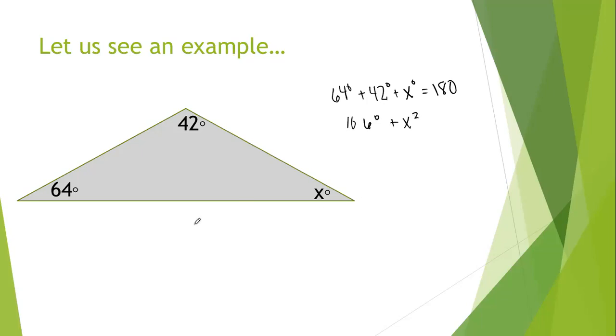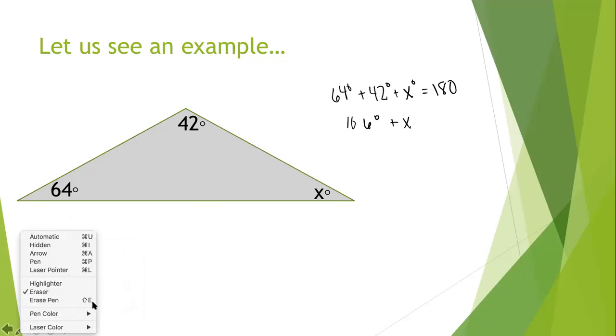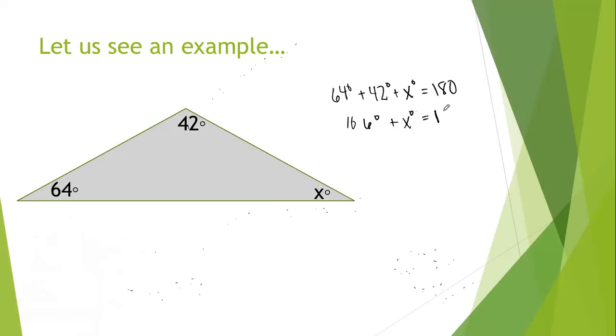Oops, I did not mean to put squared. Okay, and then what else? If I know the 2 add up to give me 106 degrees, what do I do then? Yeah, so then I just subtract it.